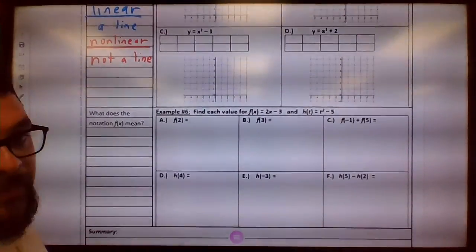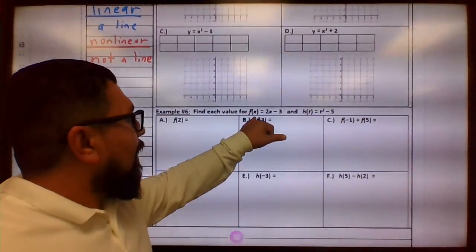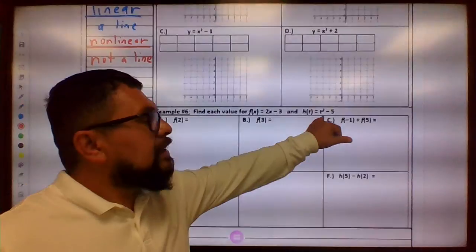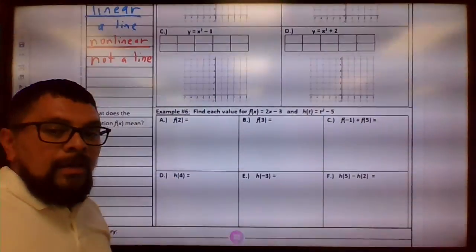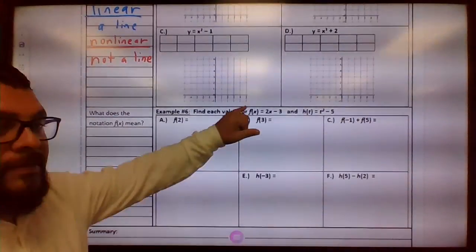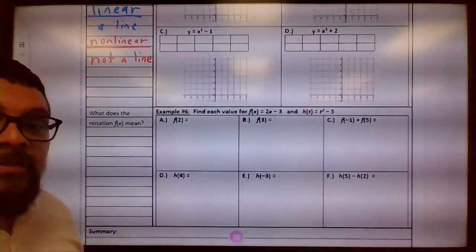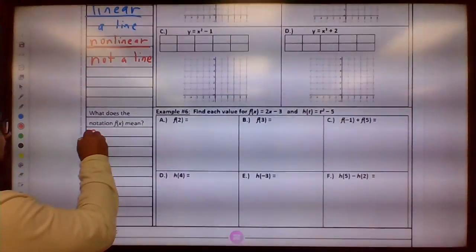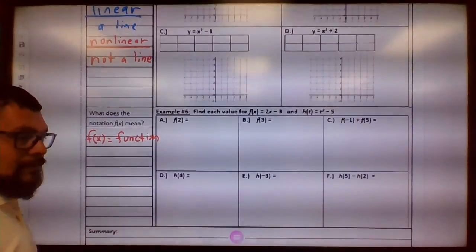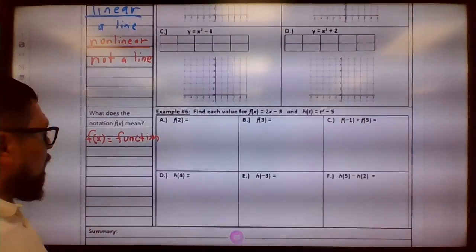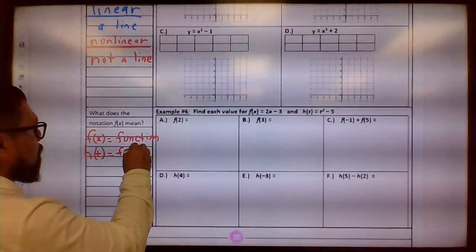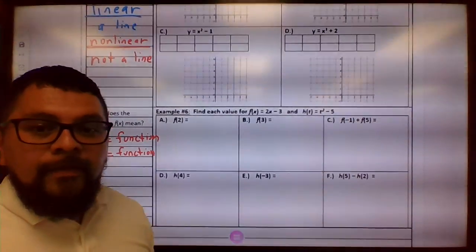Example number 6 reads like this. Find each value for f of x equals 2x minus 3 and h of t equals t squared minus 5. Now let's answer this question. What does the notation f of x mean? F of x means it is a function. That's what that means. And also h of t is a function too.